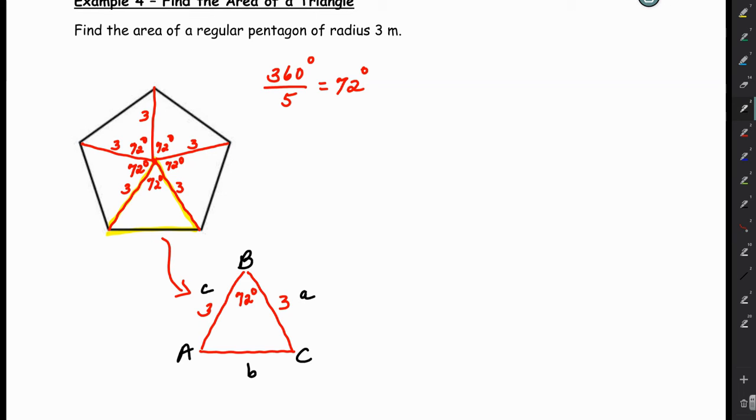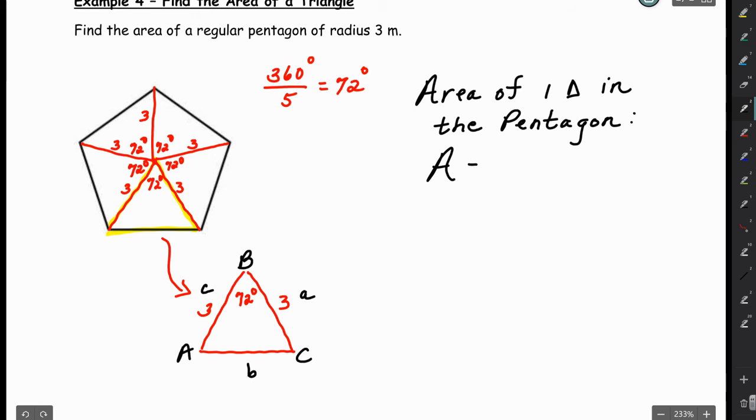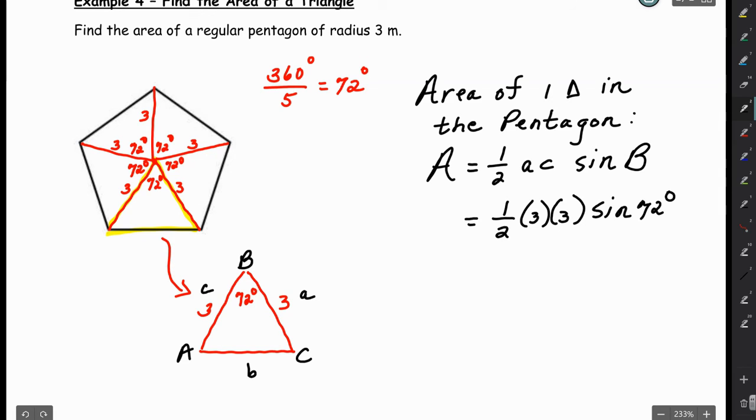So the formula that I'm going to need, I'm going to write this out, the area of one triangle in the pentagon. It's going to be area equals 1/2 AC, the sine of B. Right, so in this case, the area is going to be 1/2 times 3 times 3 times the sine of 72 degrees. Okay, so let's put that in our calculator.